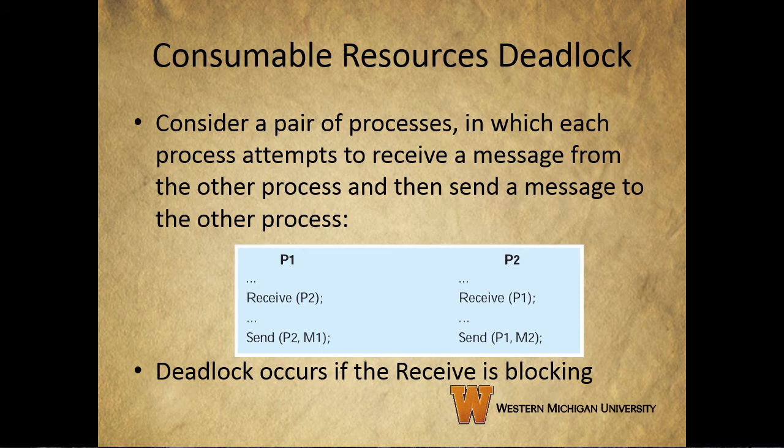Now that we've seen an example of how deadlock can occur using reusable resources, let's take a look at how it can happen using consumable resources. Consider the following pair of processes in which each process attempts to receive a message from the other process and then send a message to the other process. Deadlock occurs if the receive is blocking. So if the receiving process is blocked until the message is received.